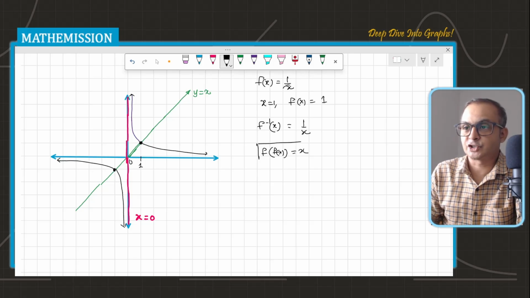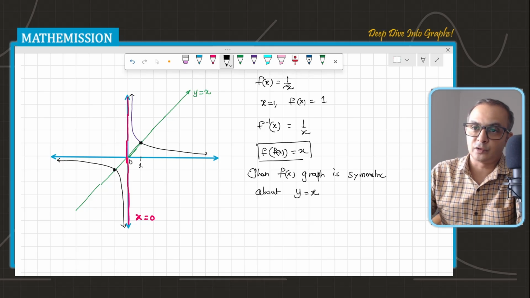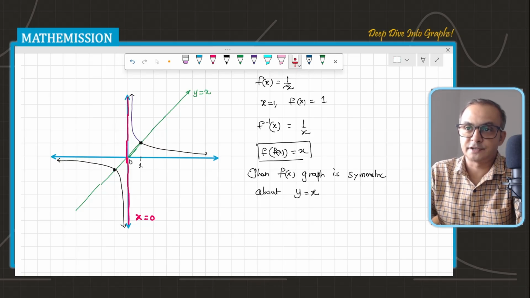If I have any such kind of nature, then what we can say is that the f(x) graph is symmetric about the y = x line. It means the one half which is above the y = x line is symmetrical to the bottom half in both of the quadrants. You can see that. All right, so this is the way we can understand by drawing the graph of y = x, and how we can draw the graph of 1/x from there.